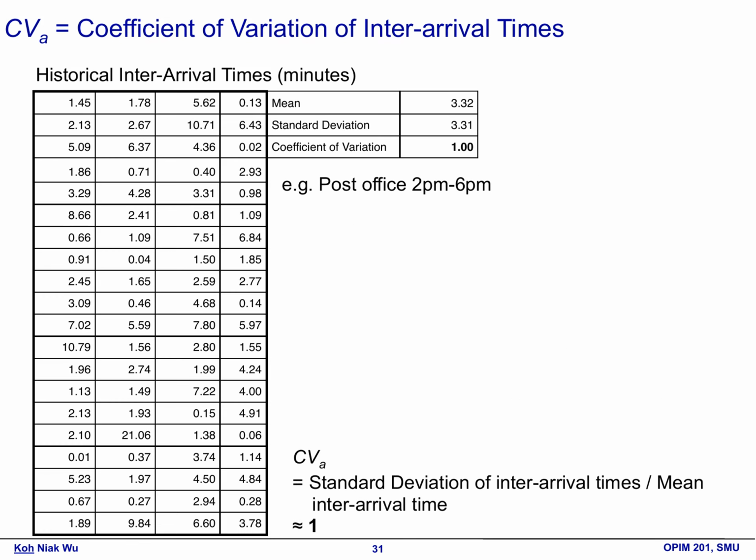The table shows the historical inter-arrival times in minutes. It helps us understand how often events occur over a specific period. Observe that the mean is 3.32 minutes. The standard deviation is 3.31 minutes. The coefficient of variation, CV, is calculated by dividing the standard deviation by the mean. This value helps us understand the relative variability of the inter-arrival times. In this example, the CV is 1.